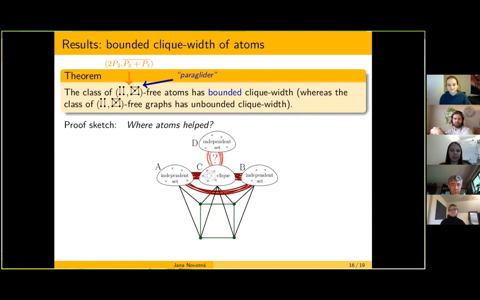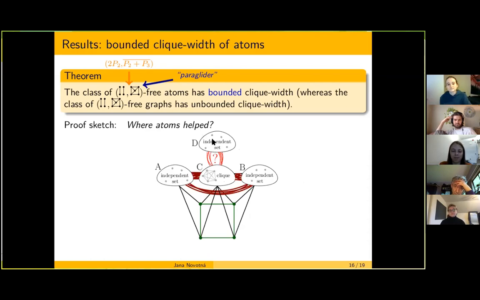I think it's useful to see where they help, and it's really great that there is a nice example from the second part where it can be nicely seen. So after a while, we came to a situation where we have just our base cycle and 4 other sets, A, B, C, and D. What we know is that the sets A and B are independent sets, D as well, and C is a clique. We also know that there are all edges between A and C, B and C, and A and B. So it's quite nice structure, but unfortunately we don't know anything about D.